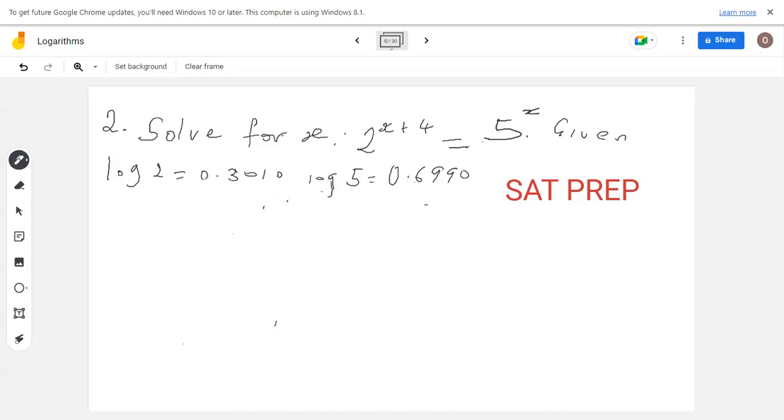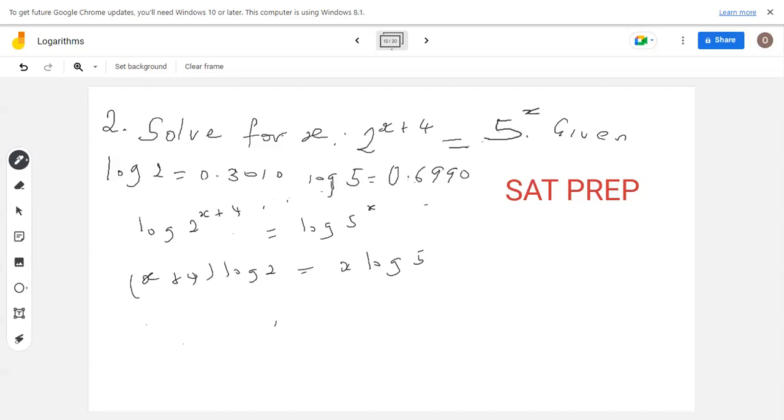Question 2: Solve for s when we are given 2 raised to s plus 4 equals 5 raised to s, given log 2 equals 0.3010 and log 5 equals 0.6990. In solving this problem, you can take log of both sides: log 2 raised to s plus 4 is equal to log 5 raised to s. This simply means s plus 4 times log 2 is equal to s log 5.